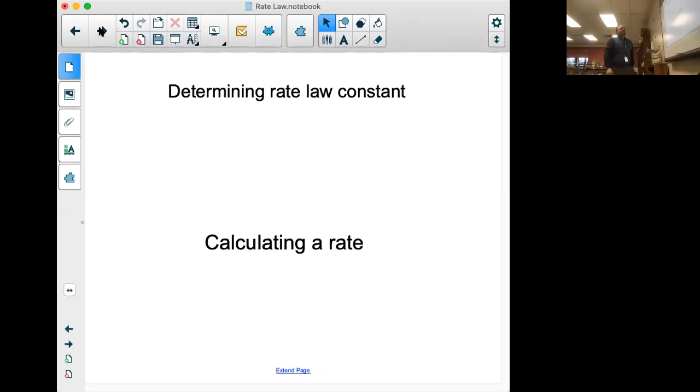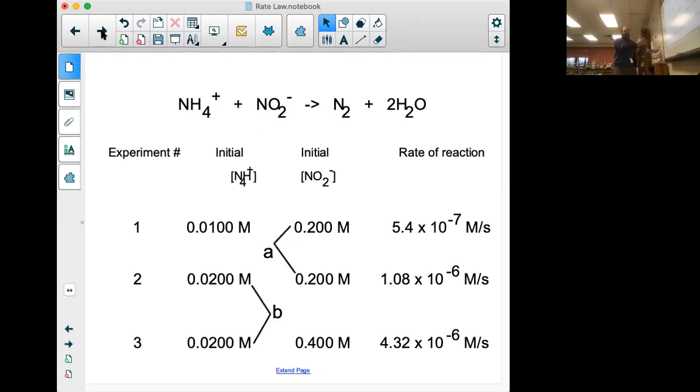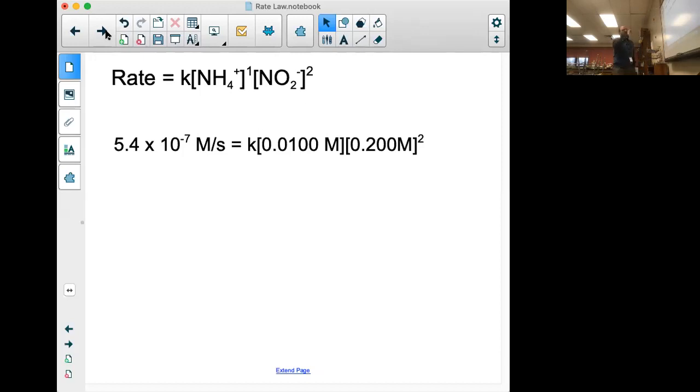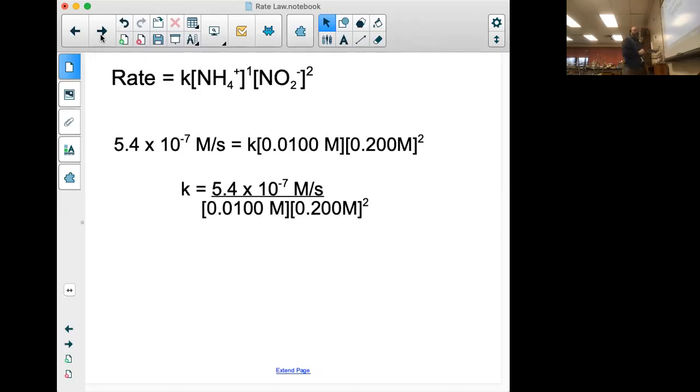All right, so the last thing we can do is determine the rate law constant and calculate the rate. So we go back to the problem we did in class together. So here's our value. That's the rate law we had. We take the first set of conditions because it was the easiest to deal with. And basically all we're going to do is put it back in to solve for k. So we're going to take 5.4 times 10 to the minus 7, divide by 0.0100 molar to the first and 0.200 molar squared. We end up with a k value of 0.0014 per molar squared per second. That's our first value.